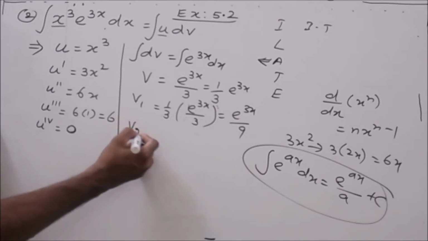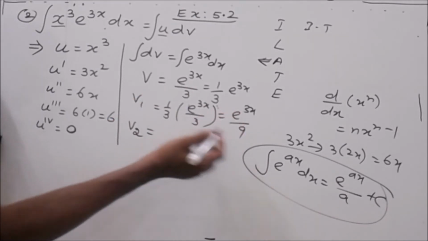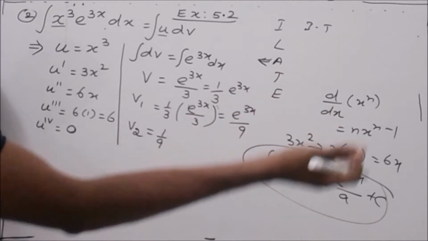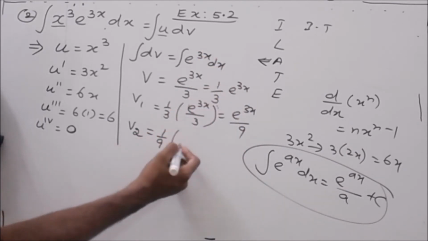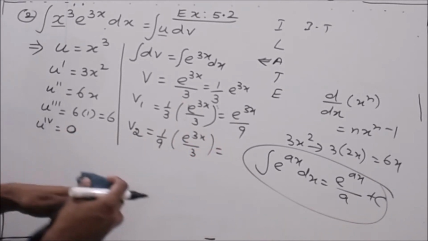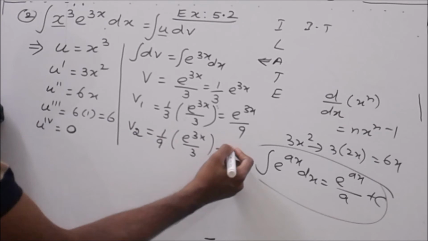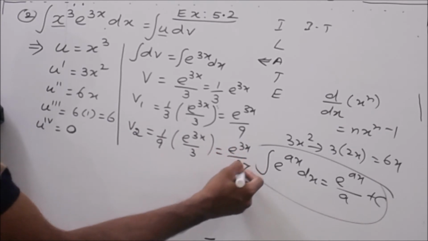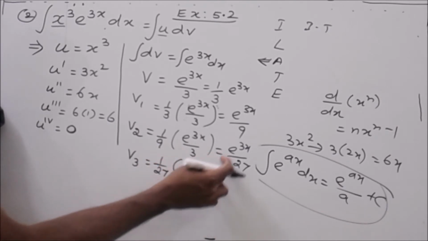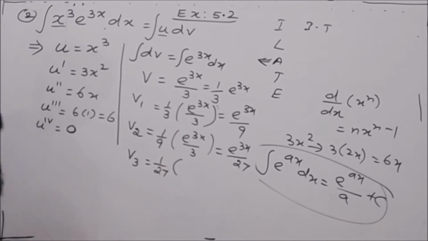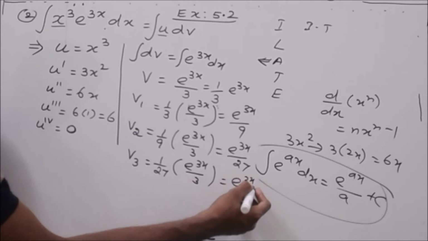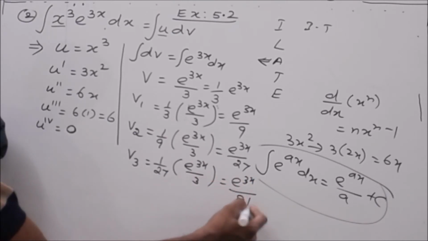Then v2, again integrate the term. Now 1 by 9 as constant, we can keep it the same. Then e power 3x remains, again integrated, again it will be e power 3x by 3. Multiplying, we will get e power 3x by 27. And v3 equal to 1 by 27 is constant. So e power 3x, again integrating e power 3x, it will be e power 3x by 3, that is equal to e power 3x by 81.